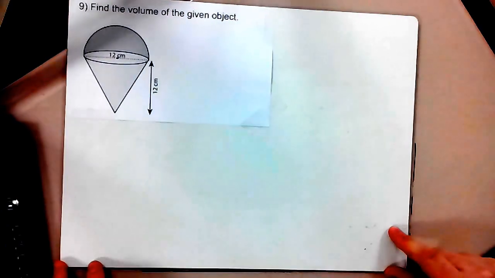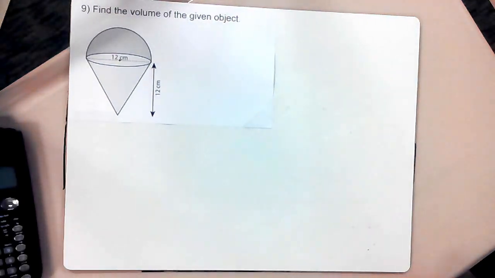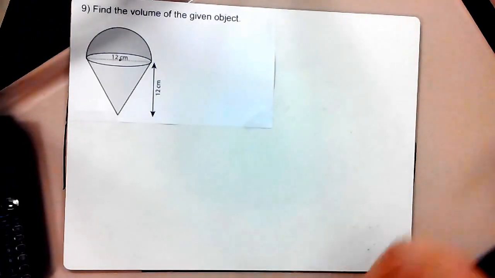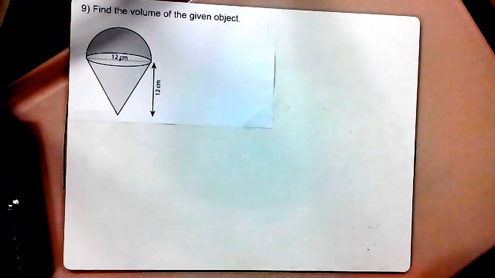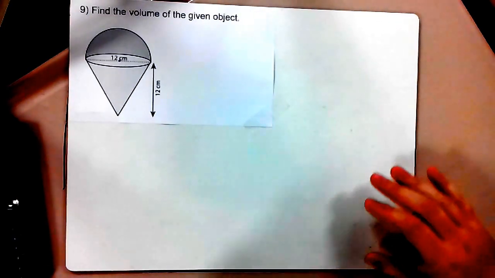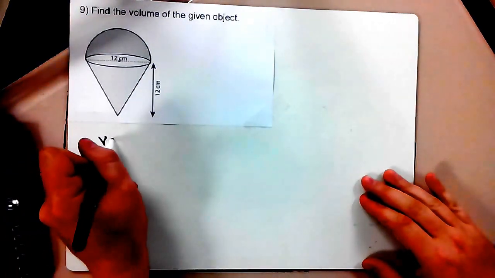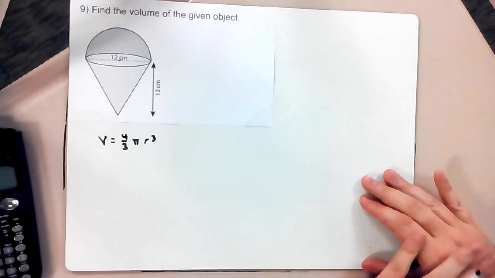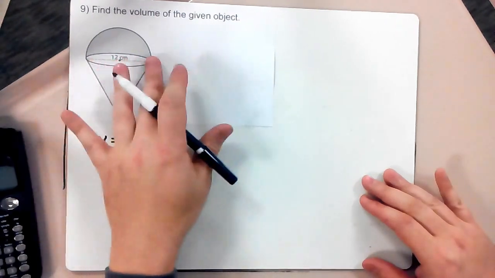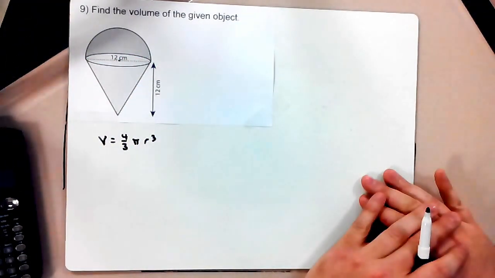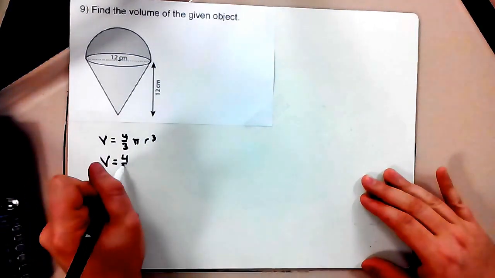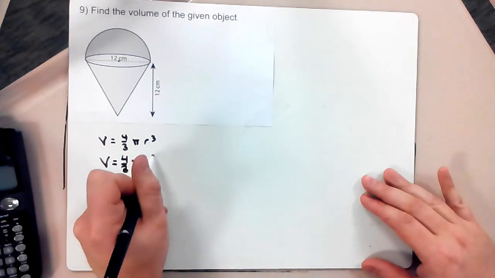So this one is basically an ice cream cone. An ice cream cone is a hemisphere and a cone, all filled up, right? So I'm going to start with the hemisphere. The volume of a sphere is V equals 4/3 pi r cubed. The diameter of this hemisphere is 12. So I need the radius. So I'm going to say V equals 4/3 pi 6 cubed.